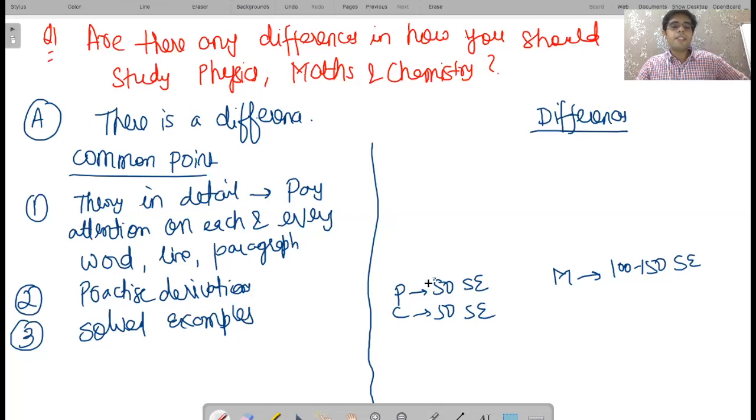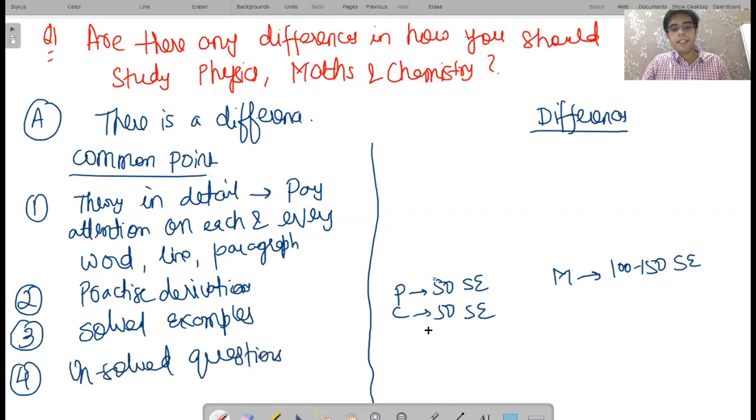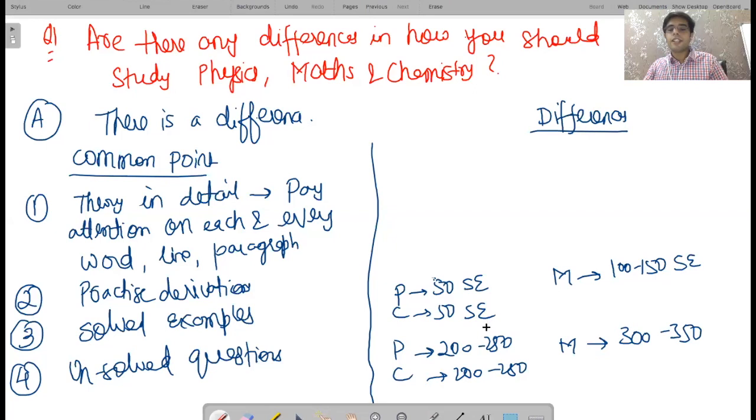In physics and chemistry, still we have concepts and we can master those concepts, understand, visualize those concepts. But in maths, it's very, very limited. We are not able to basically identify what variety of questions get formed on those concepts. So we need more and more solved examples in maths. And then when it comes to unsolved questions also, I'll recommend for physics, chemistry around 200, 250 is fine. But for maths, I'll recommend around 300 to 350, because again, the variety of questions that get formed on the concepts of mathematics is too high.